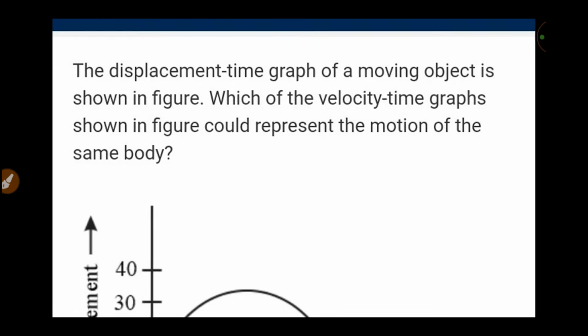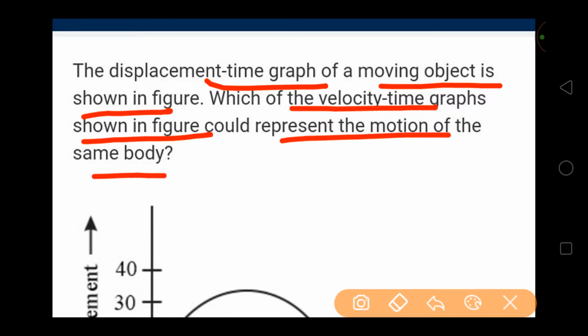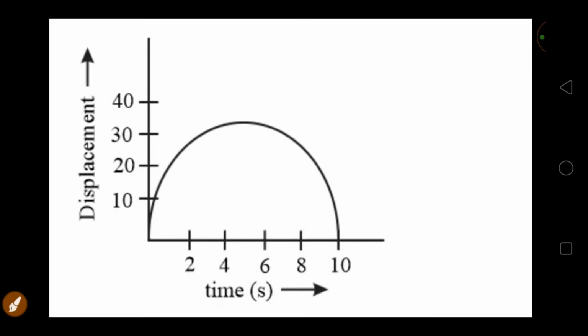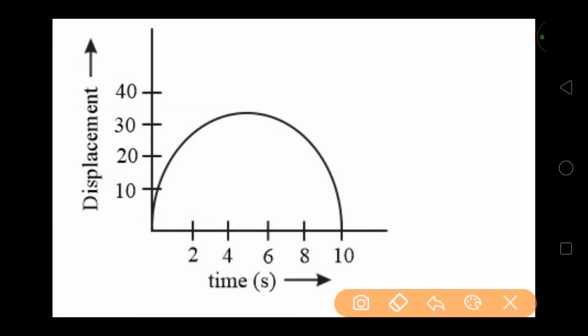The first question. The displacement time graph of a moving object is shown in the figure. Which of the velocity time graphs shown in the figure could represent the motion of the same body? This is the displacement time graph. How to understand it? First, the displacement is increasing till 5 seconds. After 5 seconds, the displacement is reducing and finally becomes zero.